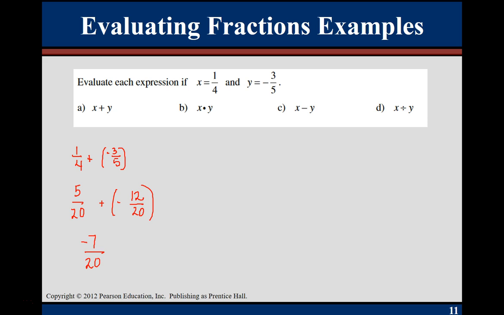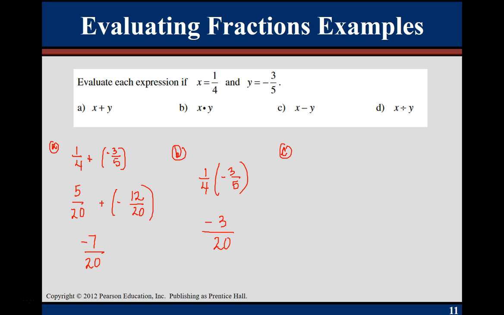For B, I want to multiply. Multiplication is a little bit easier. 1/4 times a negative 3/5 does not require a common denominator. All I do is multiply numerator times numerator and denominator times denominator. See if you can find C and D. Pause the video and then check your answers.